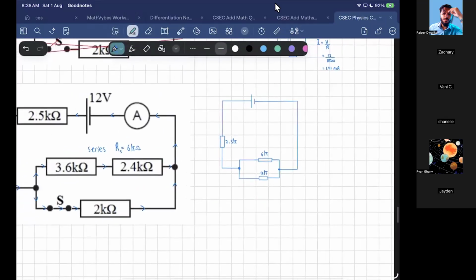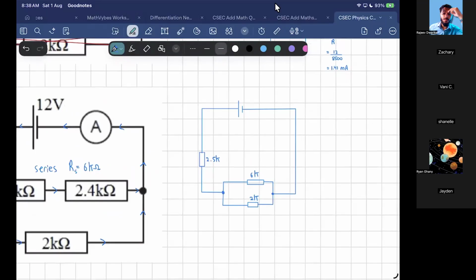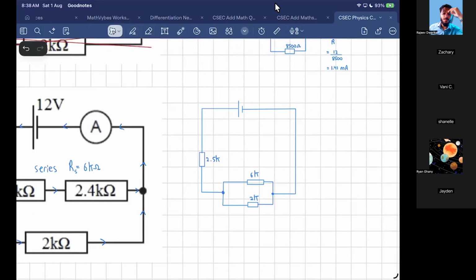So tell me what to do next, Ryan. You can add this 6 kilo ohms and 2 kilo ohms. See, like you're combining it. We're gonna combine the 6K and the 2K in what? Series. Yeah, it's in series. Did you say series? Yeah. The 6K and the 2K.